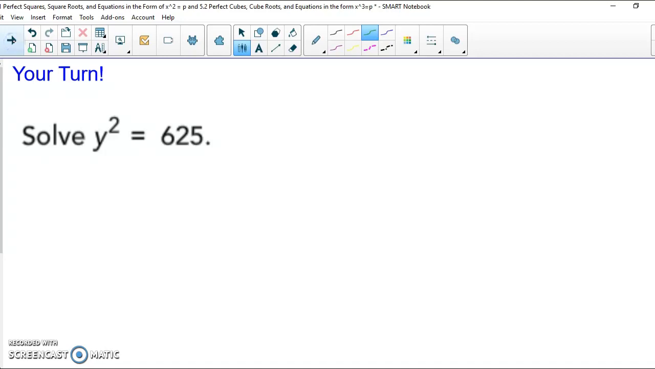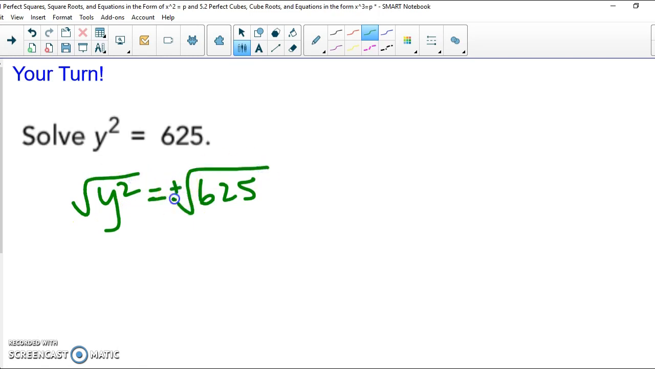All right, let's try one more here that requires a little more work. So I'm going to solve y squared equals 625. So I'm going to rewrite my equation so that I have a little more room to work here, because I know if I want to solve, I need to find the value of the variable, which means I need to get rid of this exponent. And the opposite of squaring a number is to take the square root, so I'm going to do that to both sides. However, my solution, I need to consider the positive and the negative version.